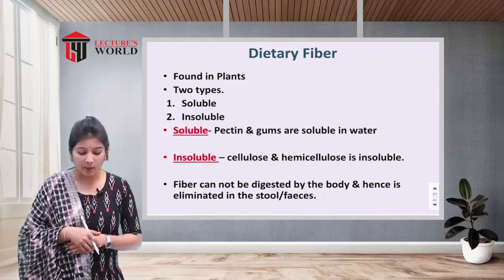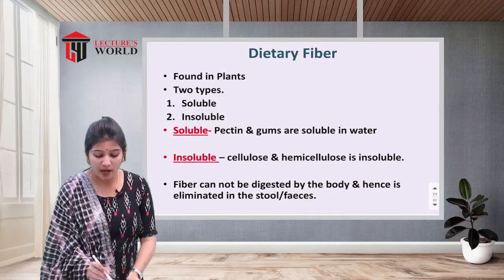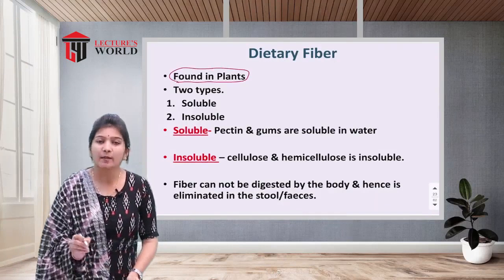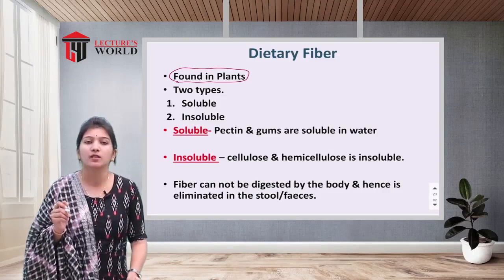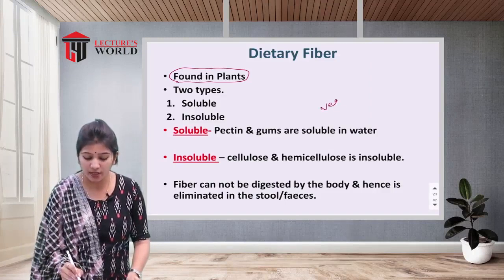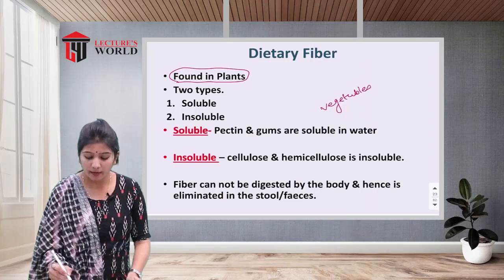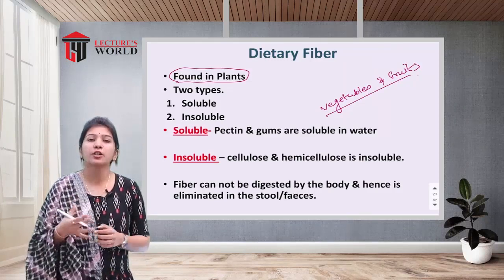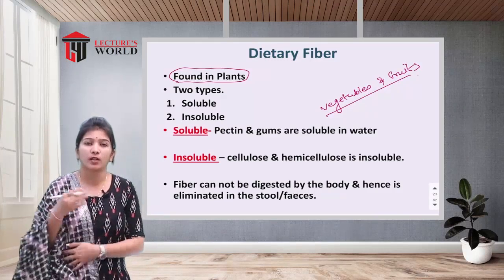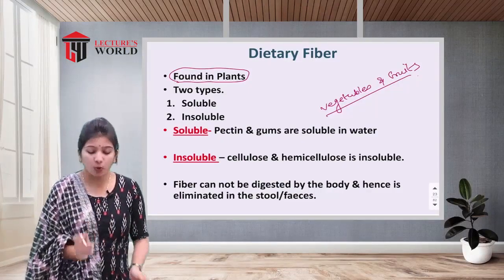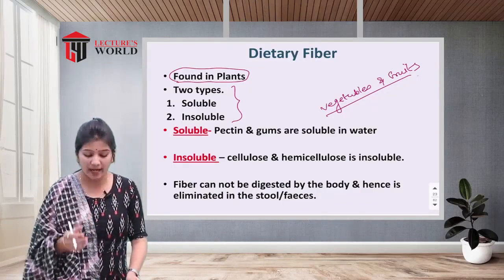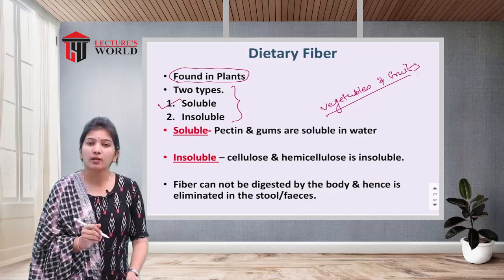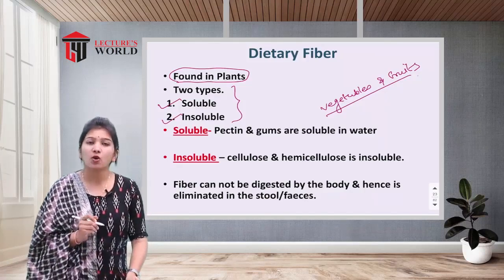Next is dietary fiber. Dietary fiber is found in plants. Like starch, it has a vegetarian source. We get dietary fibers from plants, especially from vegetables and fruits. The major portion of dietary fiber comes from vegetarian sources. From food we get two types of dietary fiber: soluble fiber and insoluble fiber.